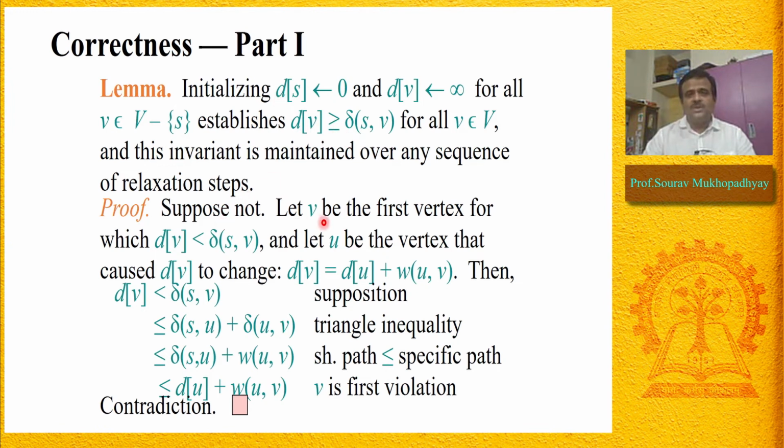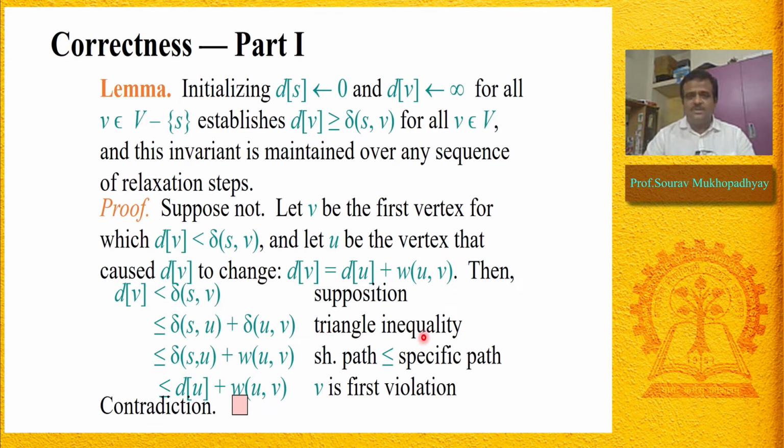Now, suppose V is the first vertex for which the key value of V is strictly less than delta of S comma V. And let U be the vertex that causes dV to change, to dV equal to dU plus w of U comma V. Since it has to change from infinity to some number, otherwise infinity is always greater than any real value, suppose U is the vertex that caused this change of the key value of V. Now, what is dV? We assume, to reach a contradiction, that dV is less than delta of S comma V.